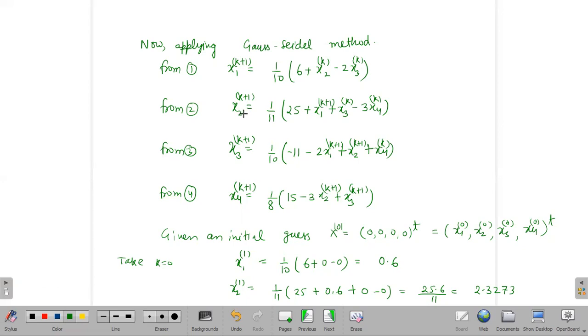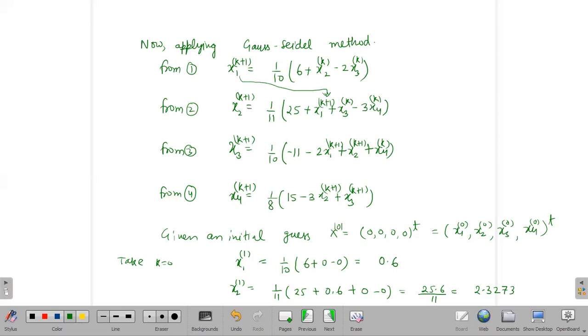Then you find the second component of the k plus 1th iteration. To find the second component, you have already found the first component of the k plus 1th iteration. So here the first component is already used, but you will not use the previous one, you will use this new one. And the rest, x3 is not found yet, x4 is also not found, so those new components are not found, then you will use the previous one, k.